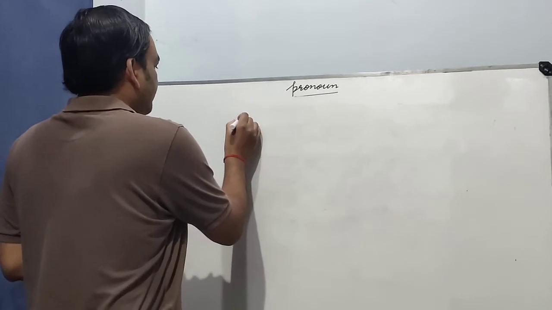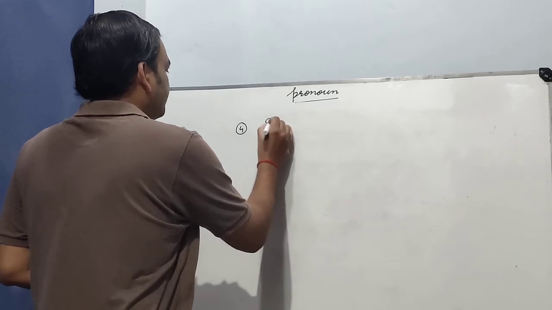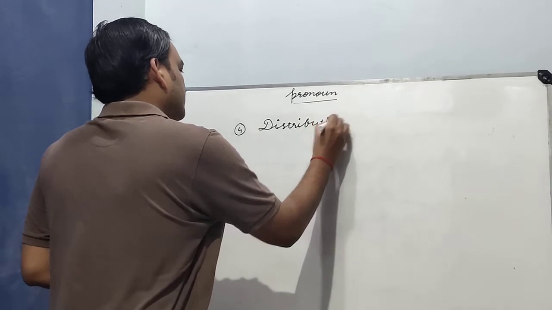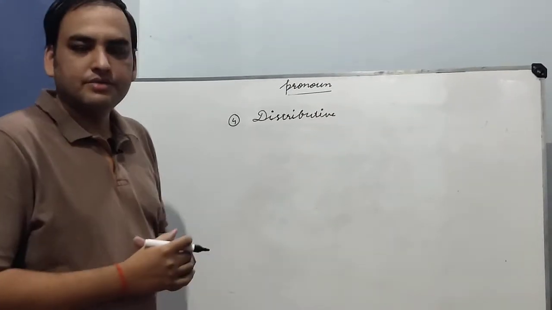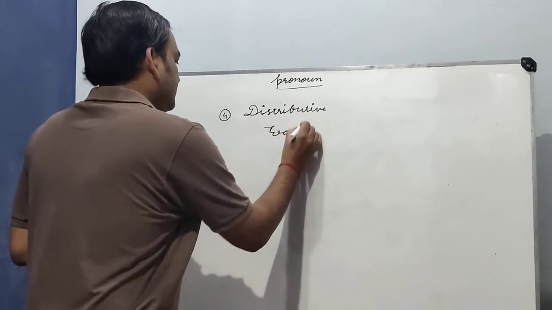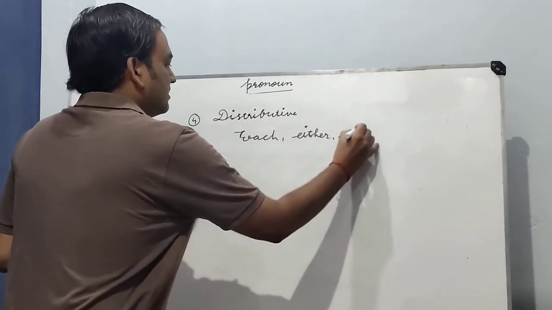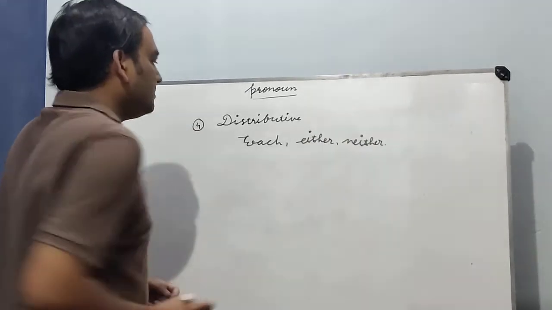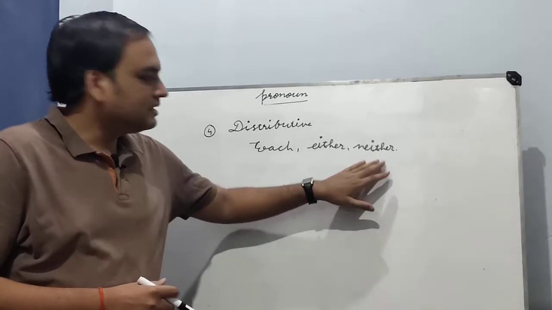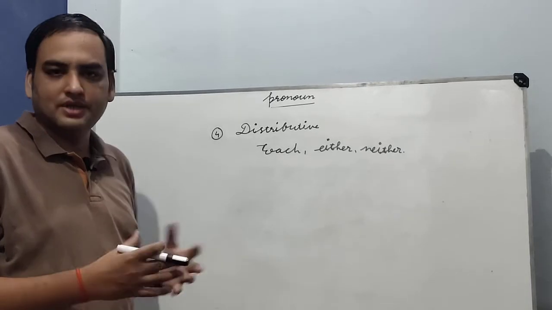Yes, this is the fourth type. It is distributive pronoun. Okay, what is the distributive pronoun? Distributive pronouns basically are each, either, neither. Okay, so these are the distributive pronouns. Either is used only for two things, neither is used only for two things in a negative manner, and each is used for more than two things.